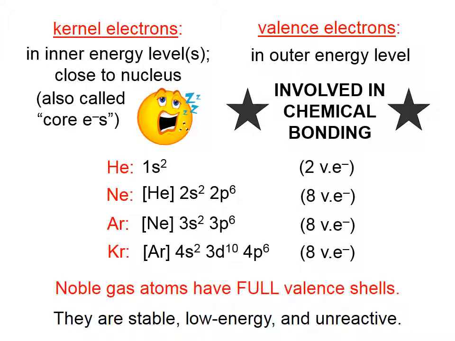Now, these are all noble gas atoms. They have full valence shells. They are stable, low energy, and unreactive. Having a full valence shell is a really low energy state for an atom, and that's going to lead into what we talk about next.